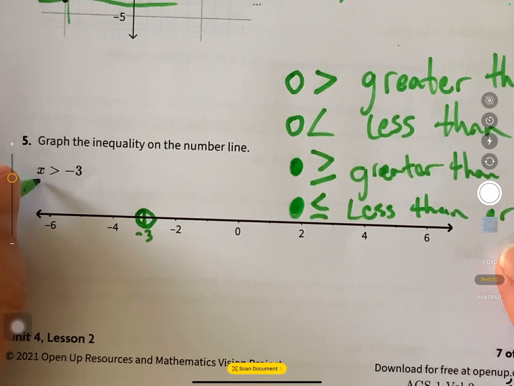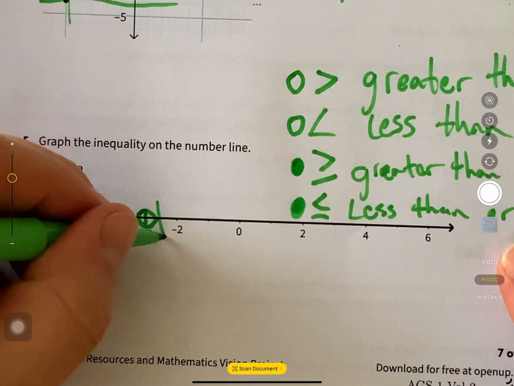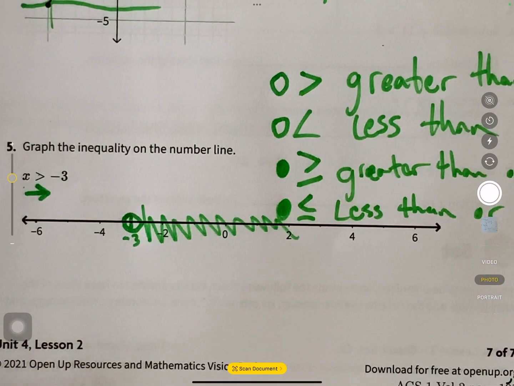And then here's the cool part. Because x is first right here, it's shading this way. The arrow is literally pointing that way. So we're just going to shade this distance. Okay. So x is greater than -3 looks like this. Open circle shaded to the right.